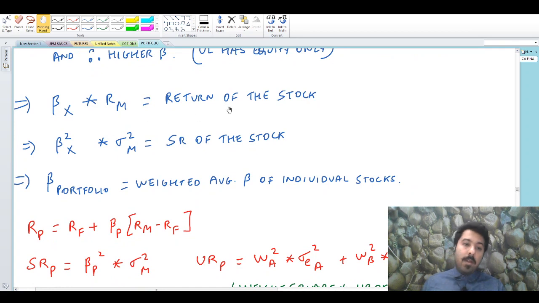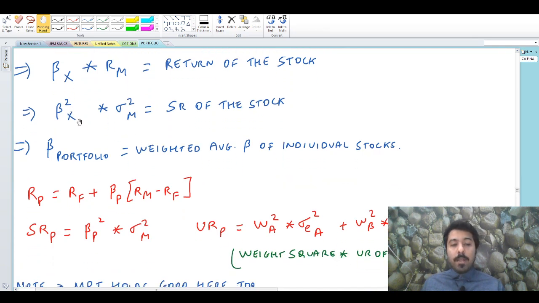Why? Rm stands for return from the market, and if you multiply it by the beta of the stock, you'll get the return of the stock. If beta is 2 and the market gives 10%, you'll get a 20% return from the stock. Simple. Beta squared into sigma square m, the variance of the market, will give you systematic risk. We discussed that already. So beta into return gives the return of the stock, and beta squared into variance gives systematic risk.